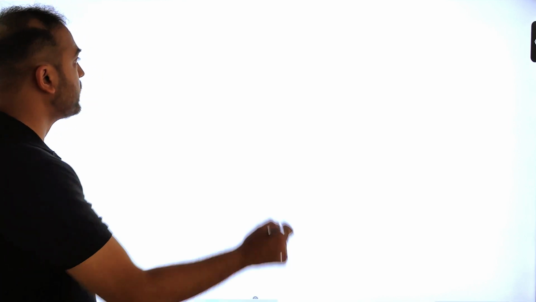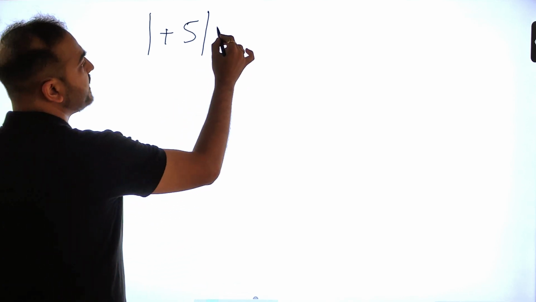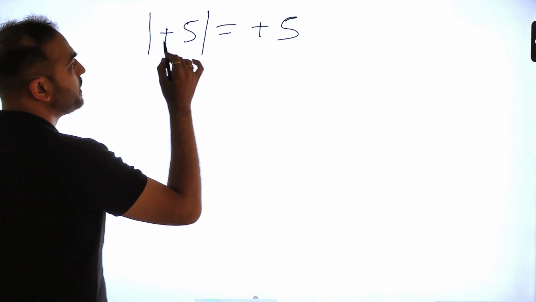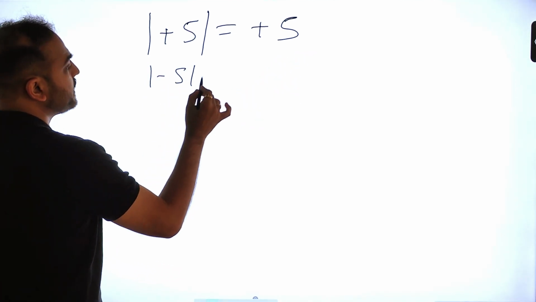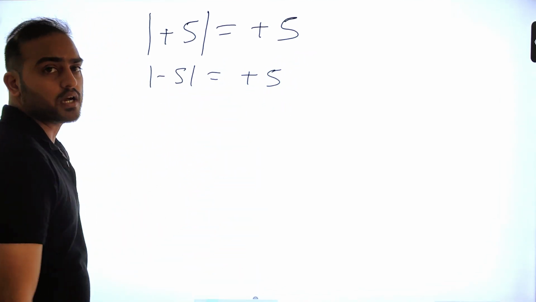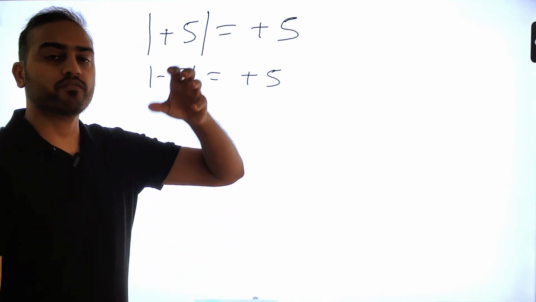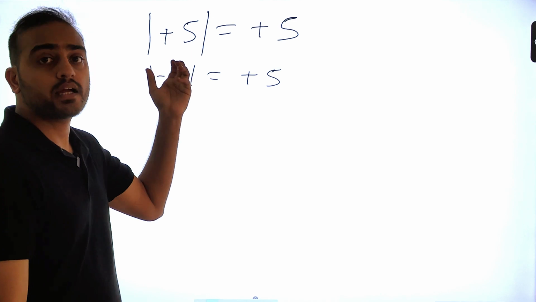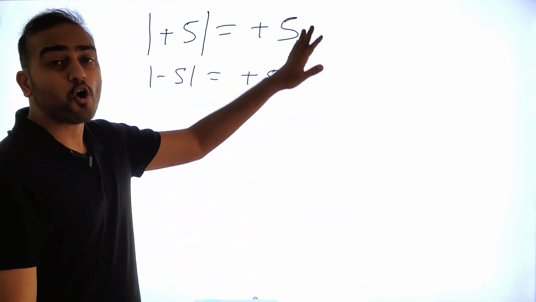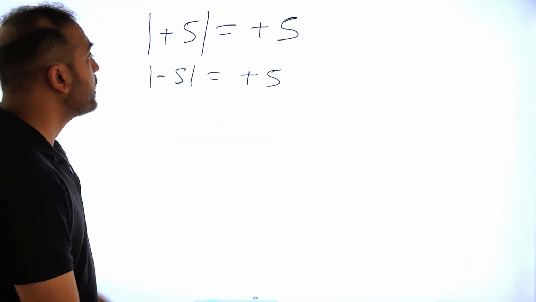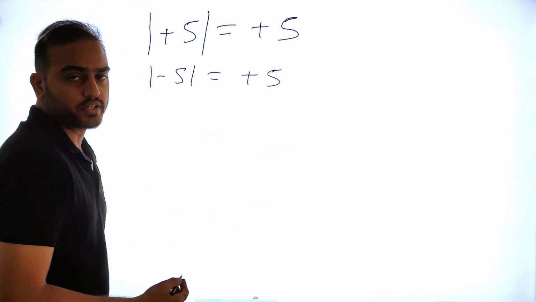All of you know, absolute value or modulus is this sign, which essentially means the answer for modulus 5 is plus 5. Even if I put minus 5, the answer is still plus 5. The input, which is the value inside the modulus, can be positive or negative, but the output is always positive.